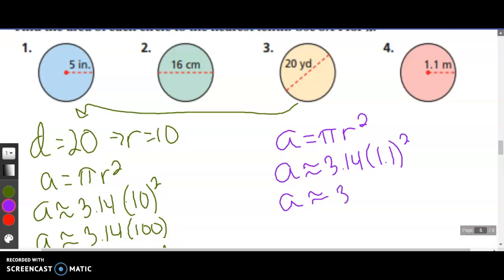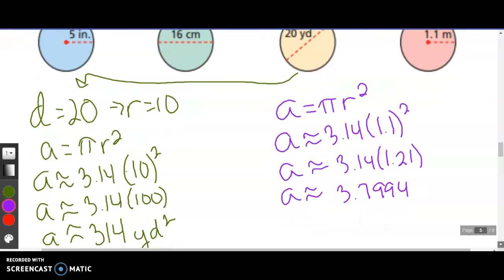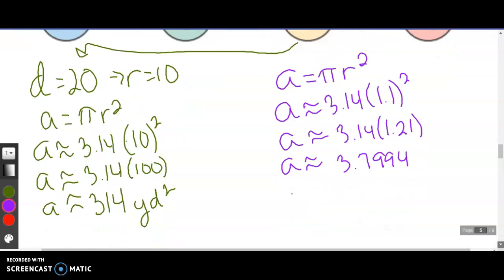So 3.14 times 1.21, and then area is approximately 3.7994, which is definitely not rounded to the nearest tenth. So when we round it to the nearest tenth, we get 3.8, and our units is meters squared.